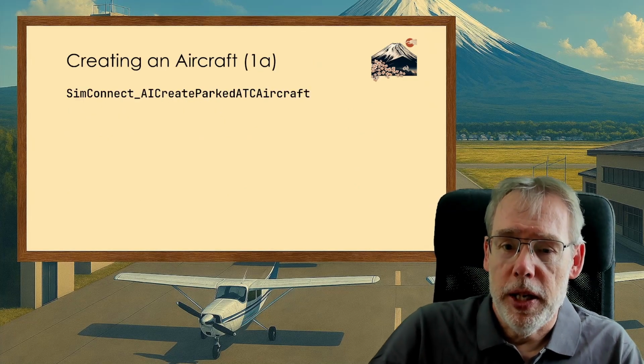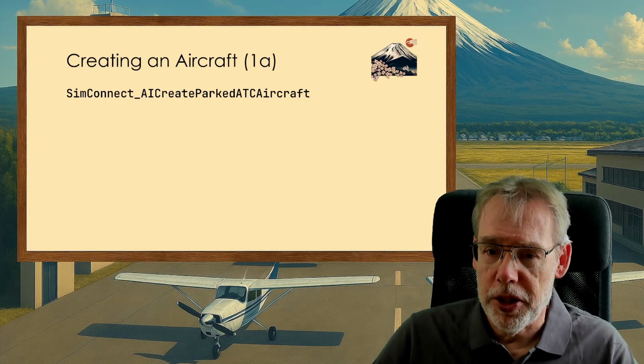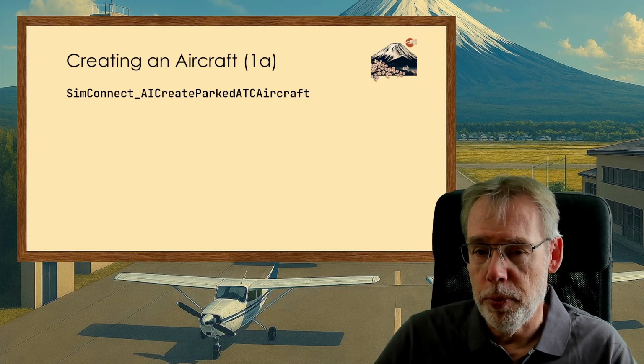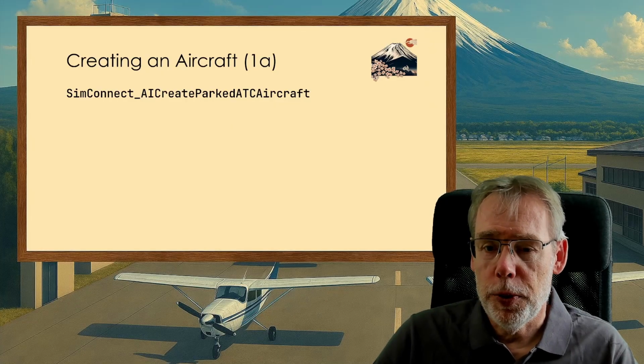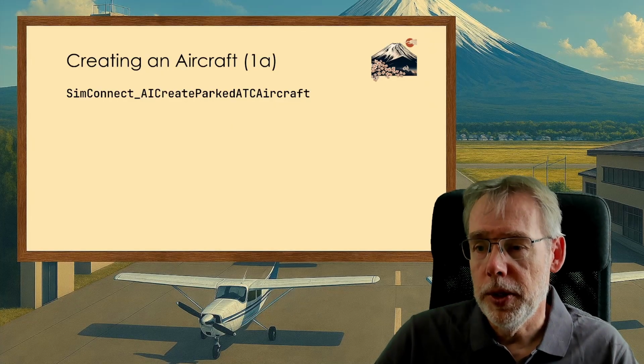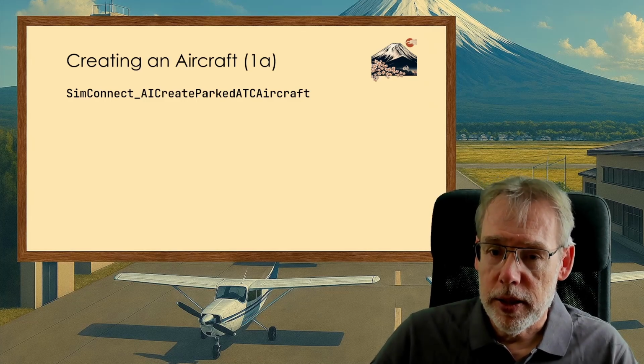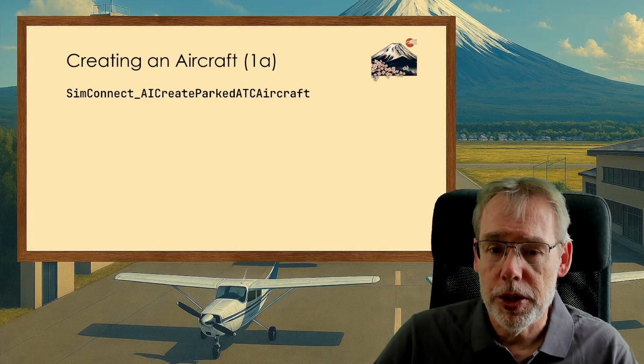In the API, we have a call called SimConnect_AICreateParkedATCAircraft. A pretty long name, but it specifies all the aspects that are important from the perspective of the simulator. We're going to create an aircraft which will be parked.